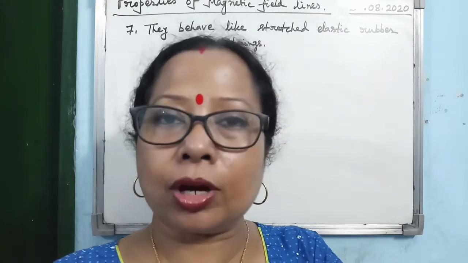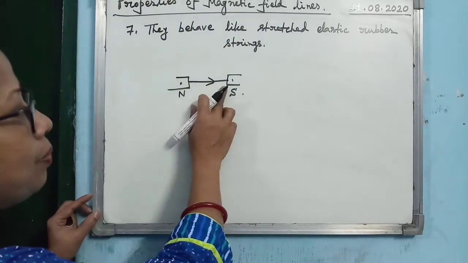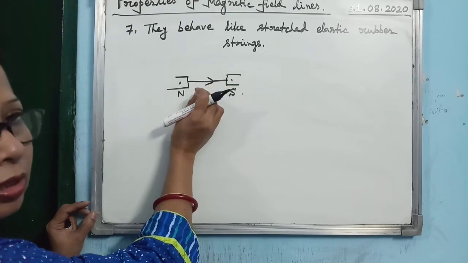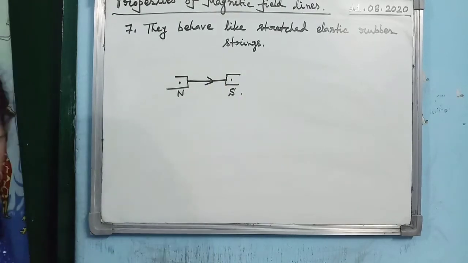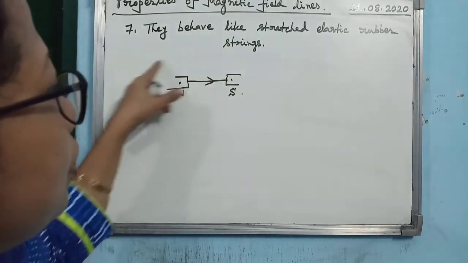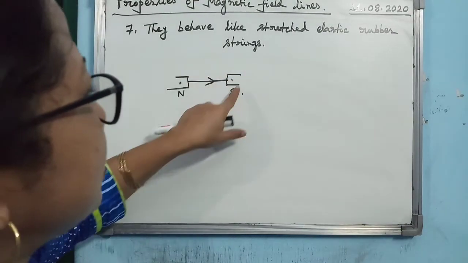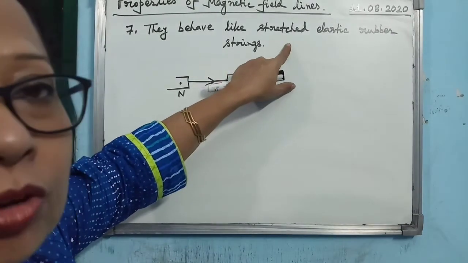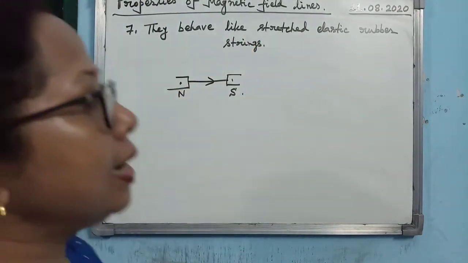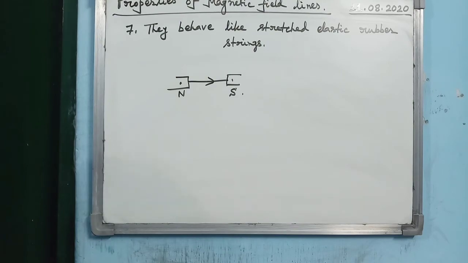What will happen? It will contract. So here you see what is happening. If it is left by itself, then it will try to contract. As a result, north and south poles will attract each other. Alright. So this diagram you don't have to draw, but this is one of the uses of this property, that they behave like stretched elastic rubber strings.